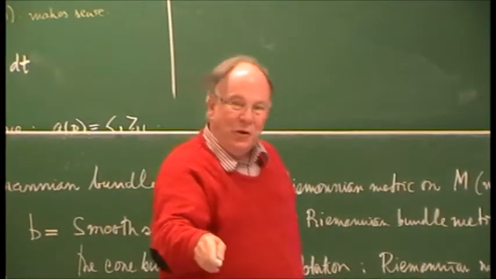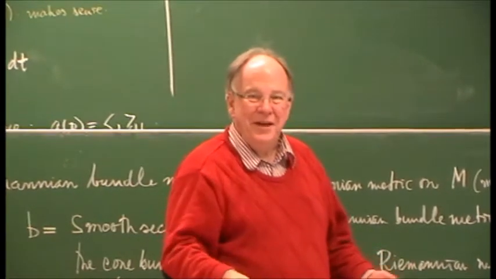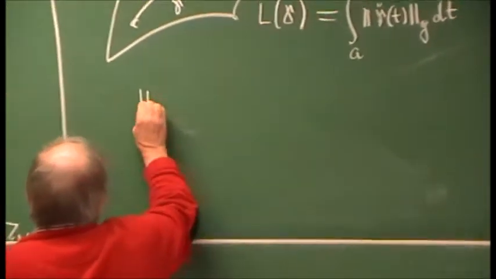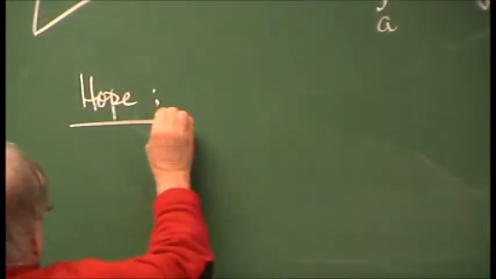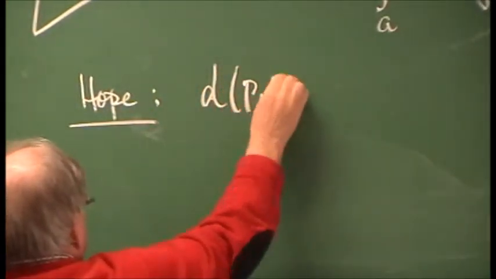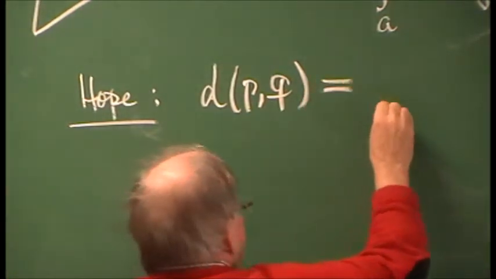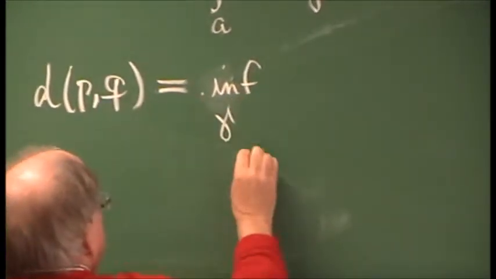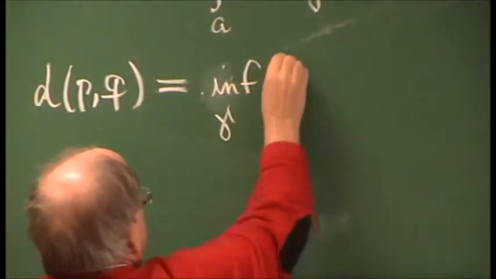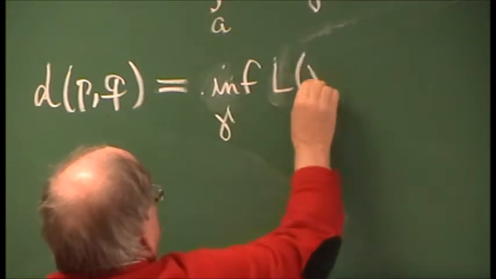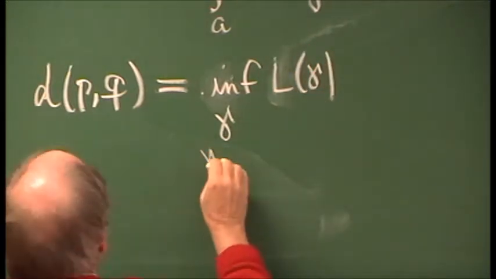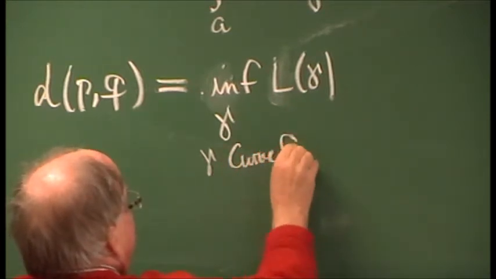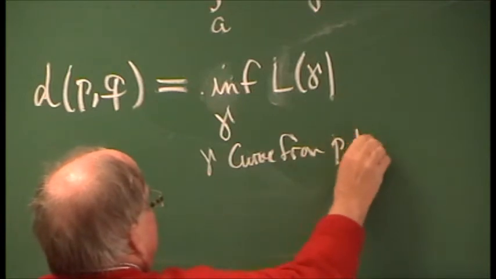Now you were asking about the word metric, and you have some feeling that when I say metric, it should be a distance. So what you might hope, and you come close to being lucky, is defining the distance from p to q to be the minimum, or maybe not a minimum, infimum, over all curves gamma of the length of gamma. Of course, I need the condition that gamma is a curve from p to q.